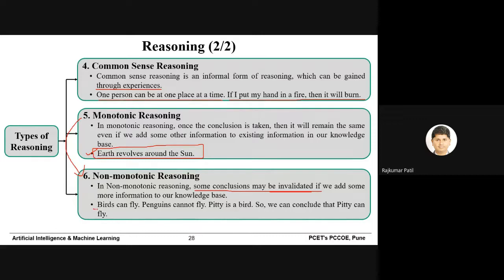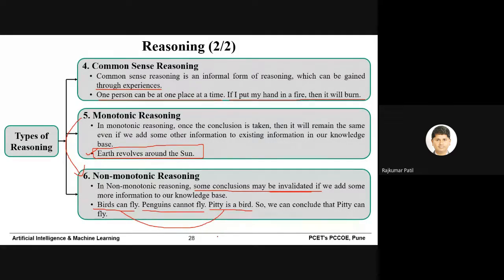suppose we know that birds can fly. That is a fact we know. Second, penguins cannot fly. This is also known to us. And suppose PT is a bird, PT is a name given to a particular bird. So we can conclude that PT can fly. So we logically connected different parts. PT is a bird and we know that birds can fly, and therefore we are concluding that PT can fly.